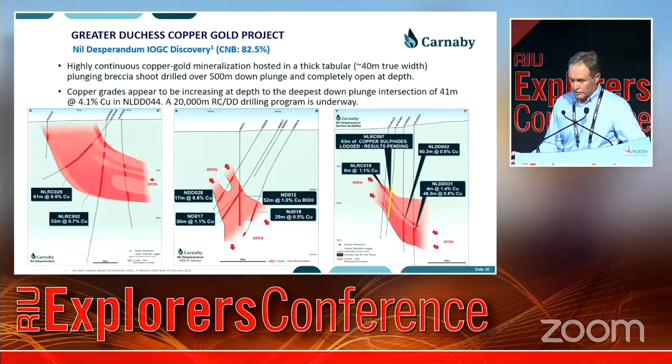Just to show you the sort of results we were getting up plunge from hole 44. 61 metres at 0.6, 52 at 0.7, 50 at 1.1, 52 at 1. Really thick, high grade, clearly open pittable type intersections, so with substantial copper metal.